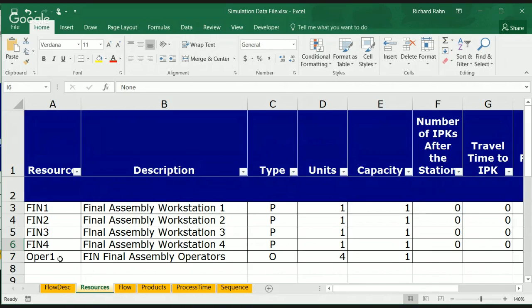It's just a code for an operator type, which would be an assembler in this case, and code for O operator. And I have 4 of these. So 4 workstations, and I have 4 people, and they can work on 1 unit at a time.